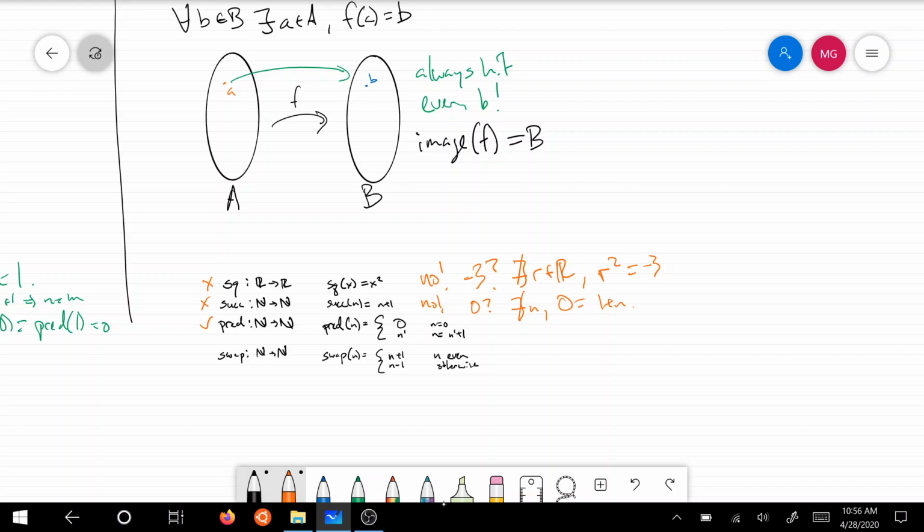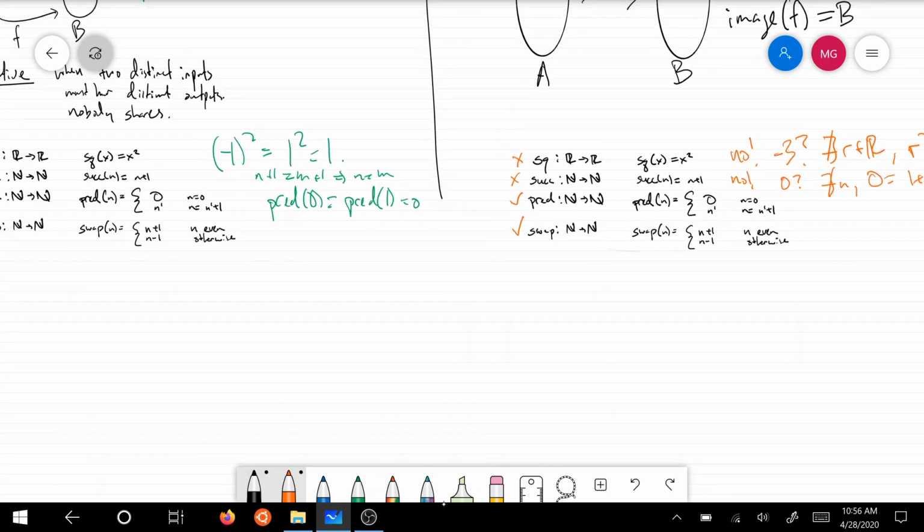Okay, what about swap? Same story. If it's odd, the way you get there is by the even number 1 lower. If it's even, the way you get there is by the odd number 1 higher. So this is also surjective. Okay, we're almost done. One last property.